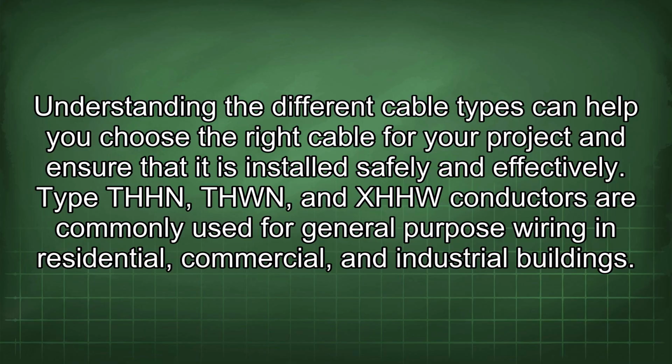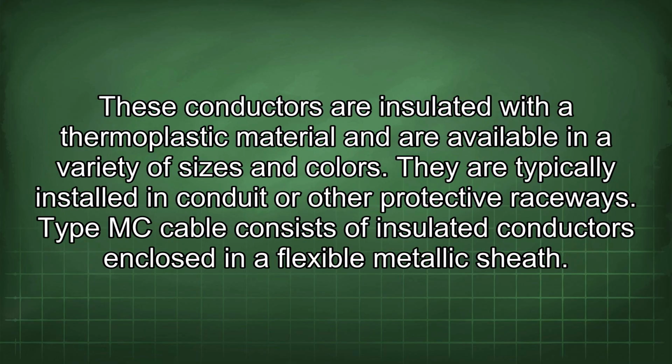installed safely and effectively. Type THHN, THWN, and XHHW conductors are commonly used for general-purpose wiring in residential, commercial, and industrial buildings. These conductors are insulated with a thermoplastic material and are available in a variety of sizes and colors. They are typically installed in conduit or other protective raceways.